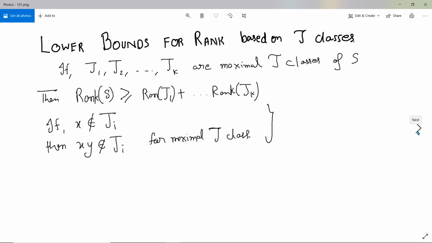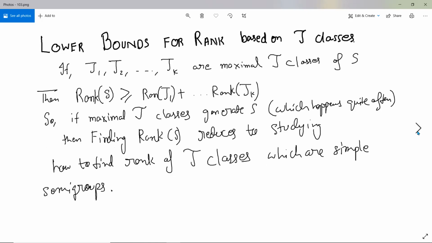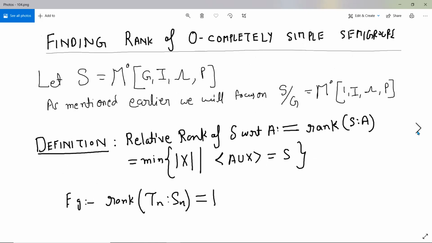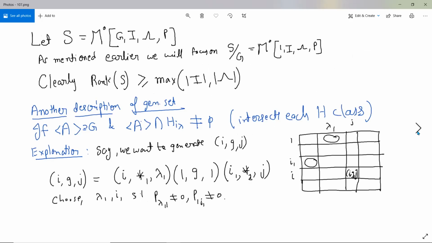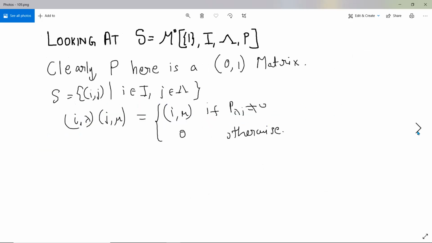or finding ranks of simple semigroups, which are also completely simple semigroups, which means that they have minimal J classes. They have minimal left and right, minimal L and R classes, and such things. And so we have developed some theory for that, some structure theory, and so on. And then we looked at the rank function. We gave a lower bound.